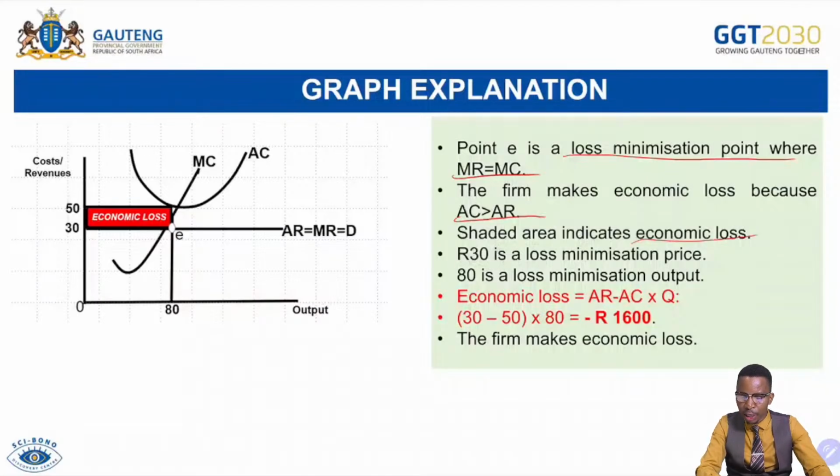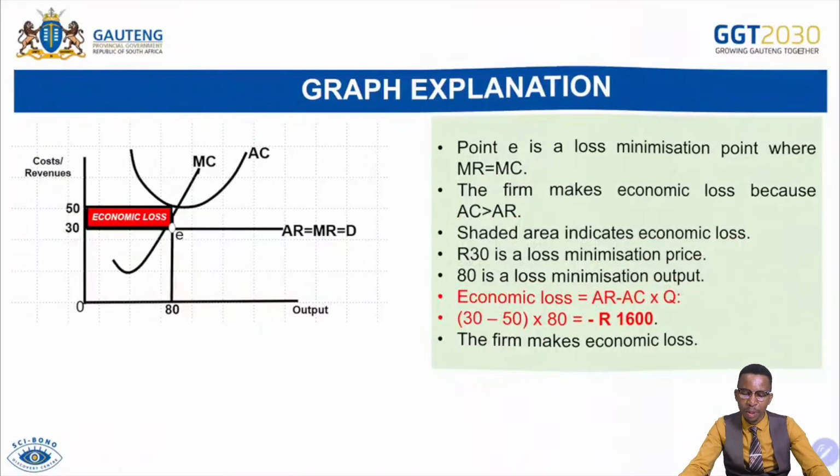30 as a price is the loss minimization price, and 80 is the loss minimization output. The firm makes a loss because when you calculate AR minus AC times Q, 30 minus 50, this 30 for revenues minus 50 for the cost, times 80, gives us negative 1,600. For that reason, the firm is making an economic loss.